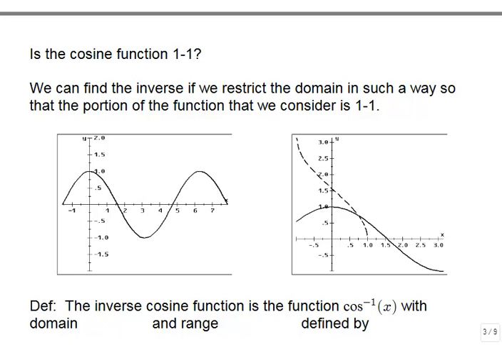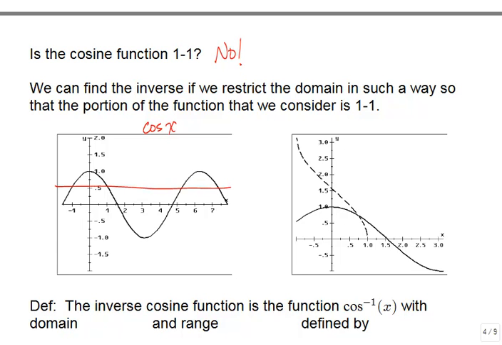Okay? Now that we've talked about sine, let's do a similar process for cosine. So now we're going to talk about the inverse cosine function. Is the cosine function 1-to-1? Well, here's the graph of the cosine of x, that nice U shape, and because it's periodic, it's not going to be 1-to-1 because it won't pass that horizontal line test.